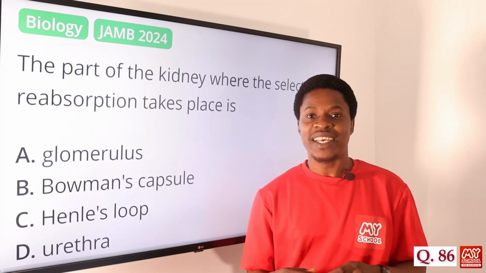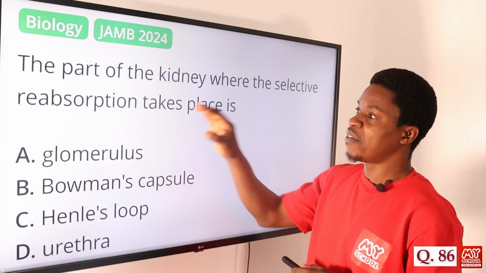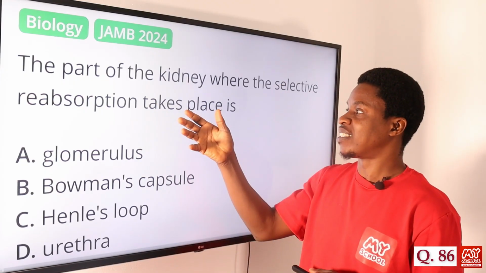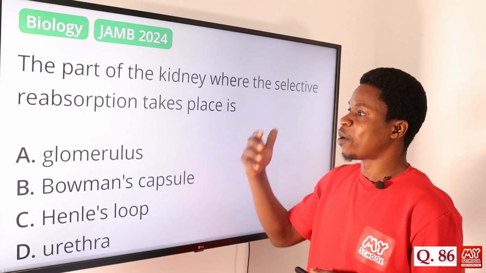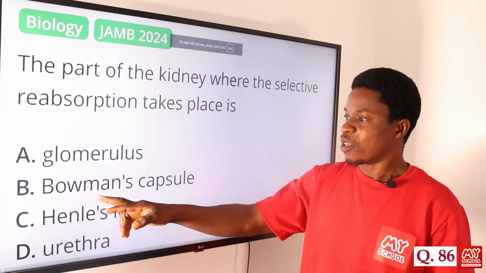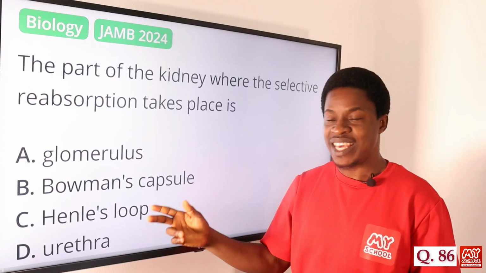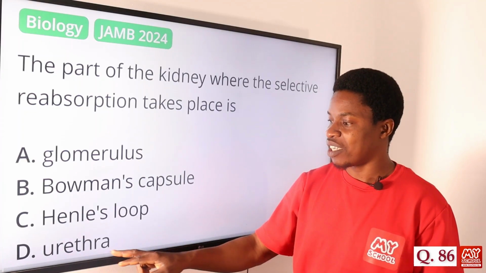Now on to question number 86. The part of the kidney where the selective reabsorption takes place is called what? Selective reabsorption. Option A says glomerulus, okay? Option B says Bowman's capsule. Option C is Henle's loop, or the loop of Henle, and then option D says urethra.